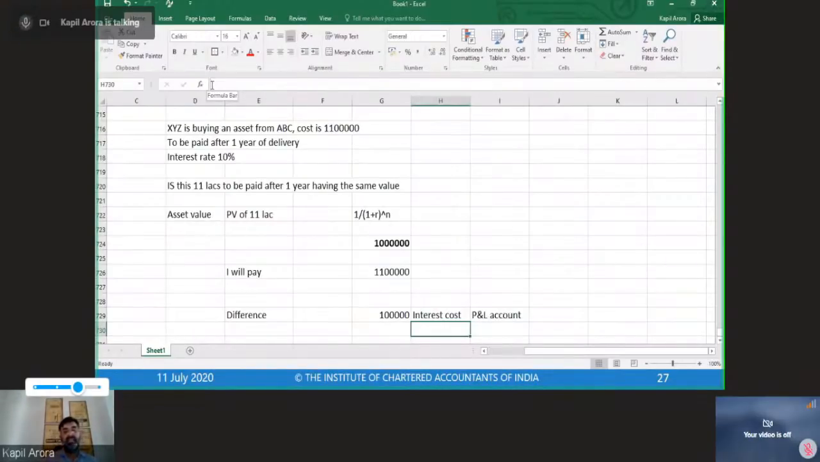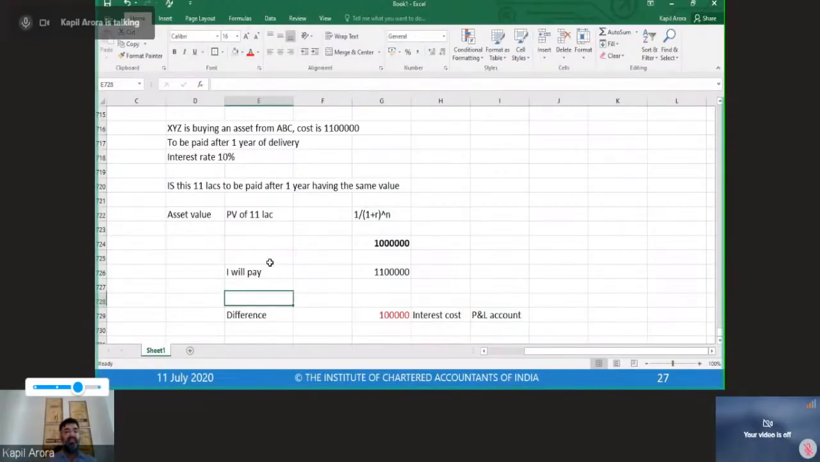It will be added as borrowing cost only if it is a qualifying asset, meaning the asset which is going to take more than 1 year period. It will be added if and only if it has more than 1 year period. Otherwise, it will be taken to the profit and loss account. I hope everybody is understanding this.